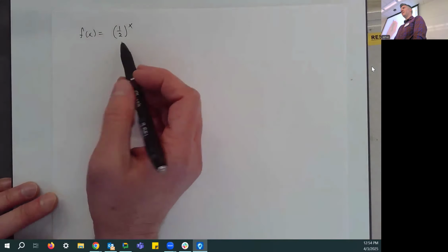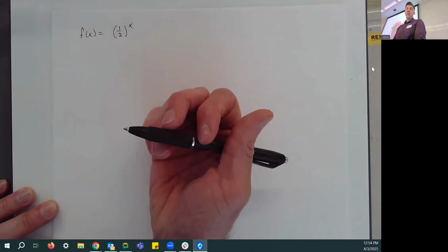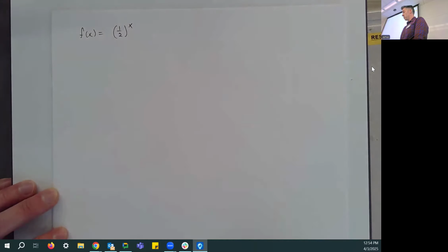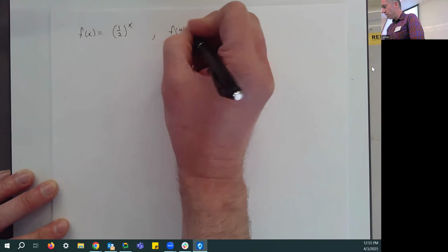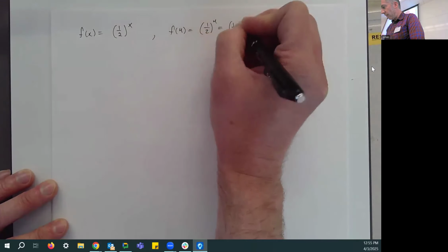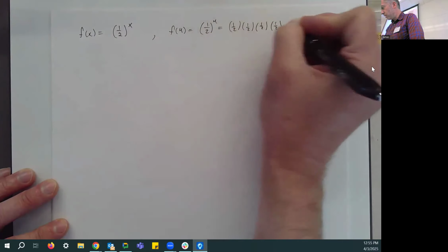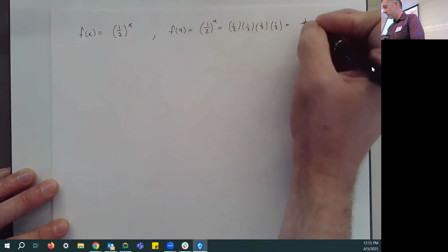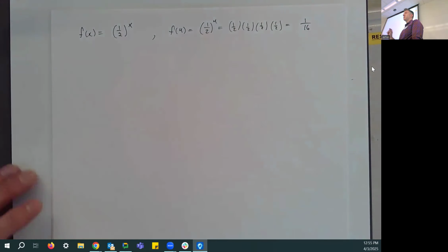But here our base is less than 1, meaning if x gets bigger, the output's actually going to get smaller. 1/2 to a large power, for example f of 4, which is 1/2 to the 4th power, is 1/2 times 1/2 times 1/2 times 1/2, which is 1 times 1 times 1 times 1 over 2 times 2 times 2 times 2. It got small. So when your base is smaller than 1, your graph actually flips around the y-axis.